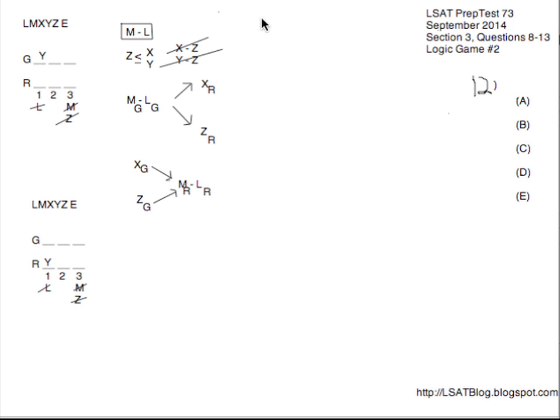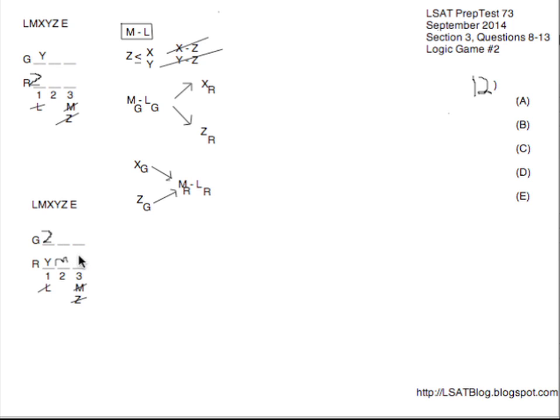Next, number 12: if Y is at 1 p.m., then what could be true? So if Y is at 1 p.m., I've laid out two different main diagrams here, one with Y on gold, one with Y on rose. Now, of course, if Y is first, we're going to have Z with it, since Z can't occur after Y. Now, we activate a rule by doing that. If Z is on gold, then M and L both have to be at R.